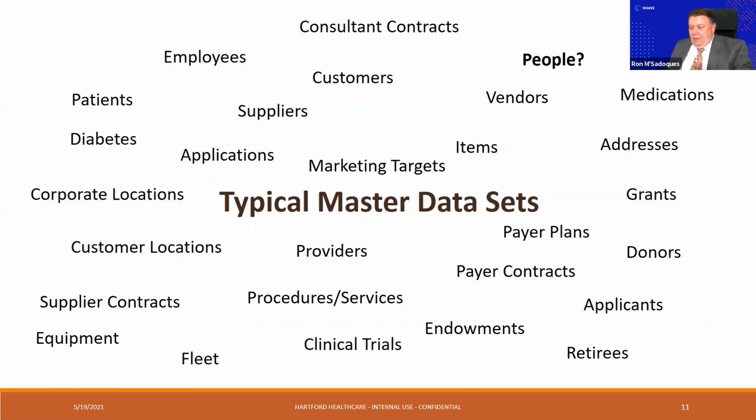So here are some examples of what typical master data sets could be. So consultant contracts. I have a lot of people here: employees, customers, patients, retirees, applicants. And you may think, well, do I want to manage masters of each of these, or maybe I just want a people master, right? Because people can be both employees and patients and retirees and applicants and donors, right? So you might want to look bigger and say, all right, we're going to manage the people in our organization.